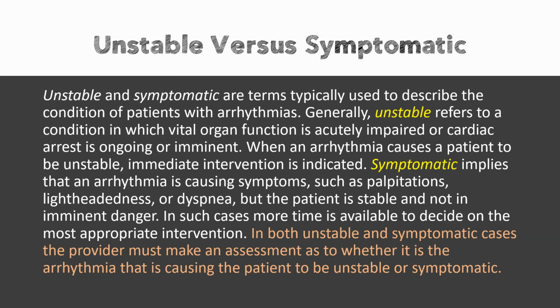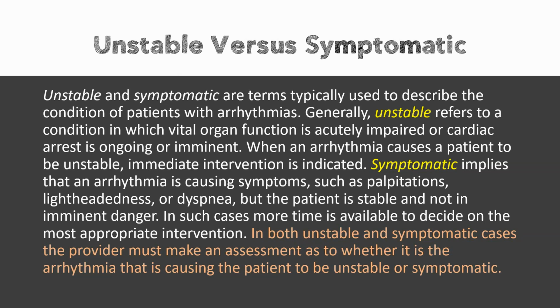So this is a highly contentious topic, unstable versus symptomatic. Generally, unstable refers to a condition in which vital organ function is acutely impaired or cardiac arrest is ongoing or imminent. So an unstable patient is someone that you think is going to arrest. Symptomatic is a patient who's having an arrhythmia that's causing symptoms, but there is more time available to decide on the most appropriate treatment.